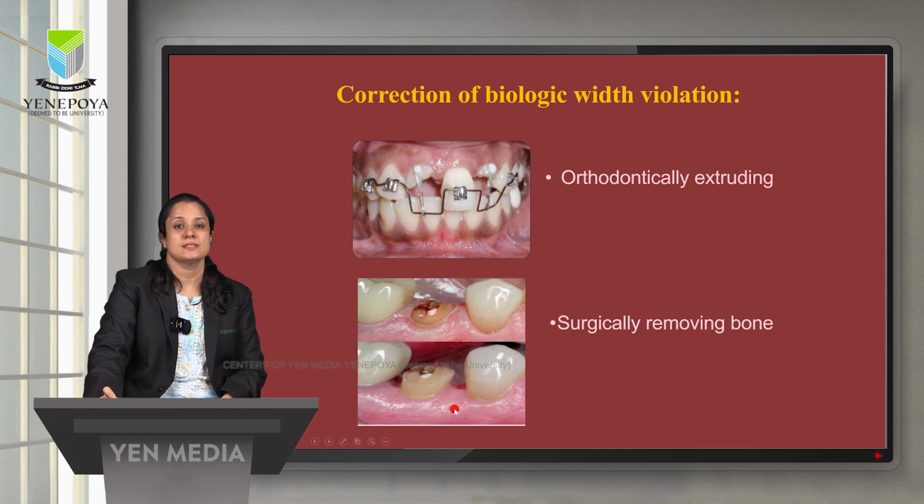And the second method is by reducing the height of the alveolar bone. When we reduce the height of the alveolar bone surgically, again the distance between the restorative margin or the crown margin and the alveolar crest increases.